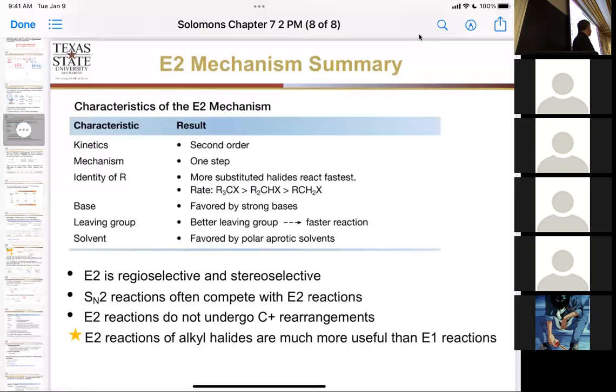Okay. We found out that they're regioselective, meaning that you want to put them in the right place. Zaitsev's rule, Hofmann rule.